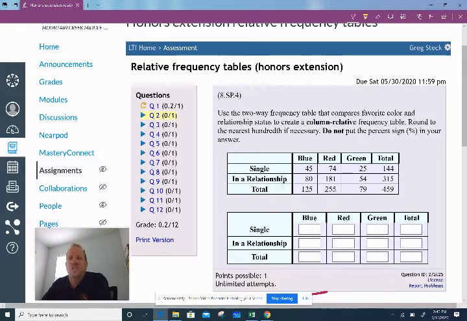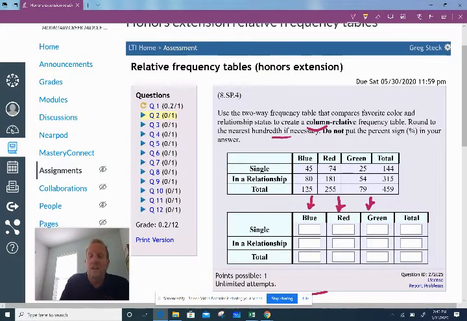So this question says, use the two-way frequency table that compares your favorite color and the relationship status to create a column relative frequency table. Round to the nearest hundredth if necessary. Do not put the percentage sign in your answer. So how do we find percentages? Well, the first thing we're going to do is grab our trusty calculator.